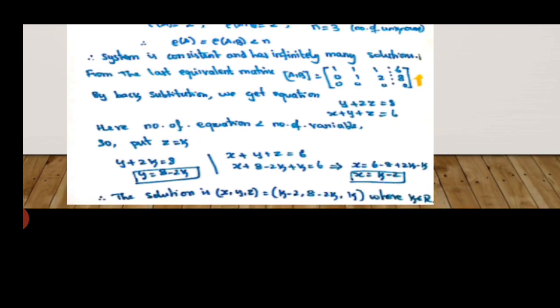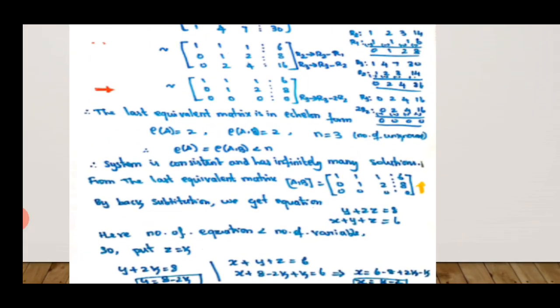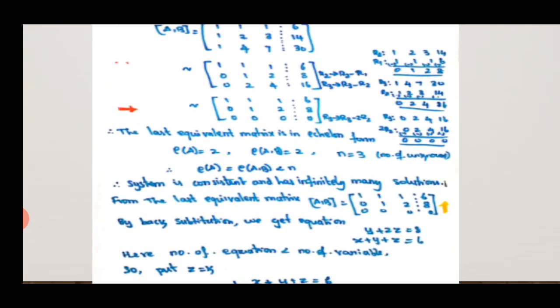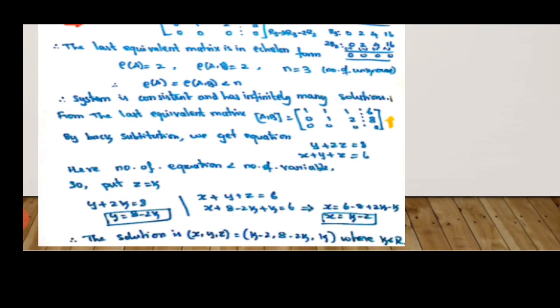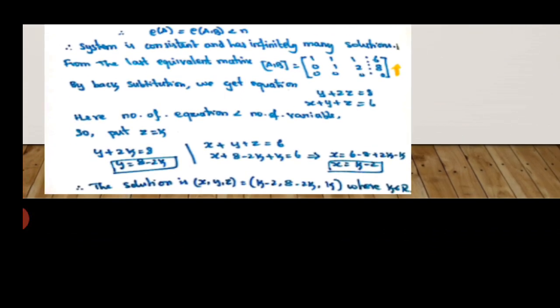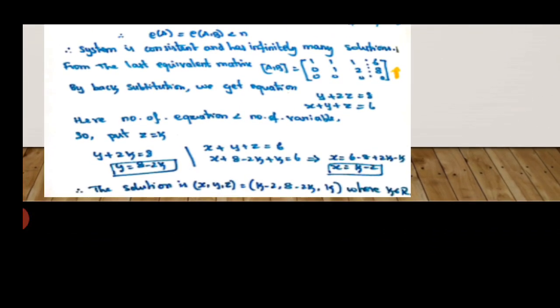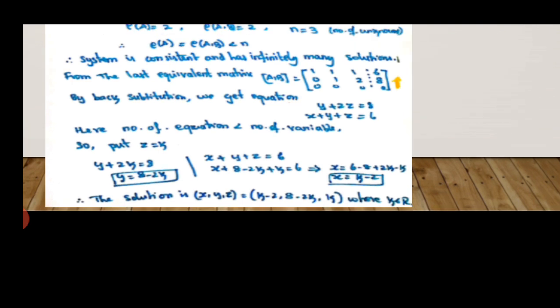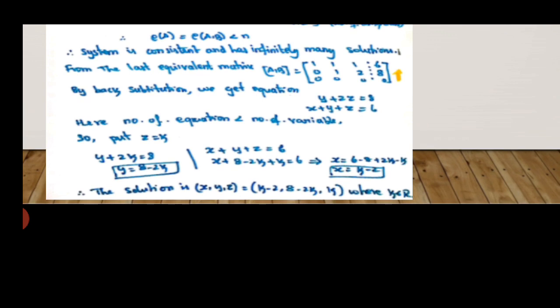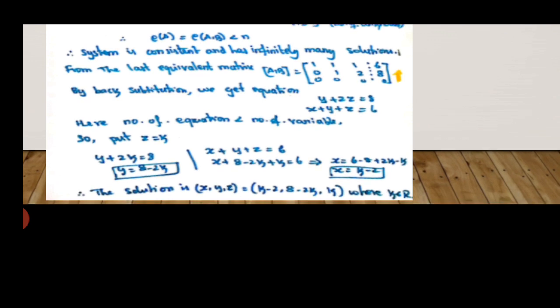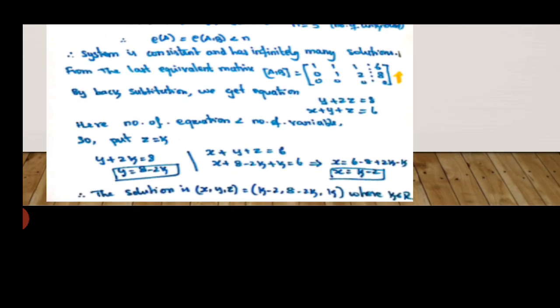Okay, the general form. Take the last equivalent matrix, the red color matrix, and write the augmented matrix A comma B equal to [1 1 1 6; 0 1 2 8; 0 0 0 0]. I have given a yellow color arrow mark, which means by the back substitution method you have to frame the equations. The last row is fully 0, so we cannot frame any equation.